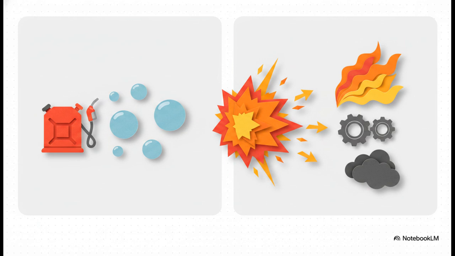The inputs here are carbon-based fuels and oxygen. And when these react, the mechanics are incredibly rapid and intense. The chemical energy that was stored in the fuel is violently transformed into raw thermal and mechanical energy. Think of the heat and movement of a car engine, along with byproducts like carbon dioxide and water vapor.